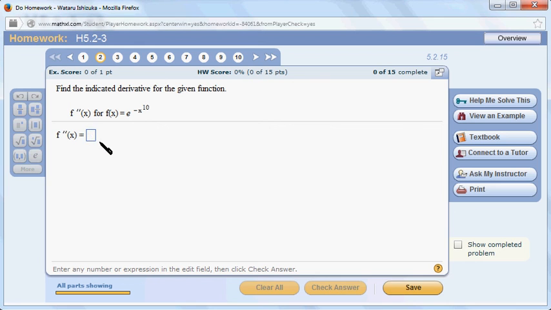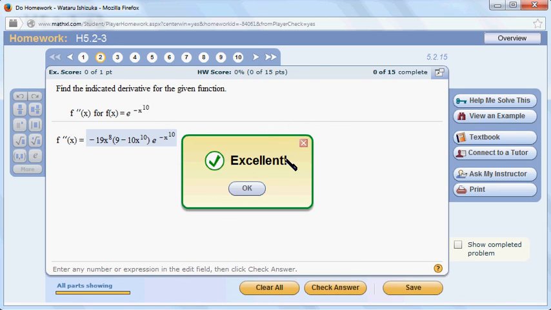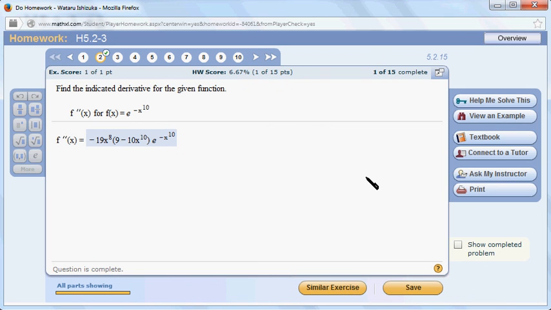Alright, so it was negative 10 x to the 8th power times quantity 9 minus 10 x to the 10th power. Alright, and then you have e to the negative x to the 10th power. Alright, let's check the answer. Alright, got that? All right, that's it. I hope that this was clear.